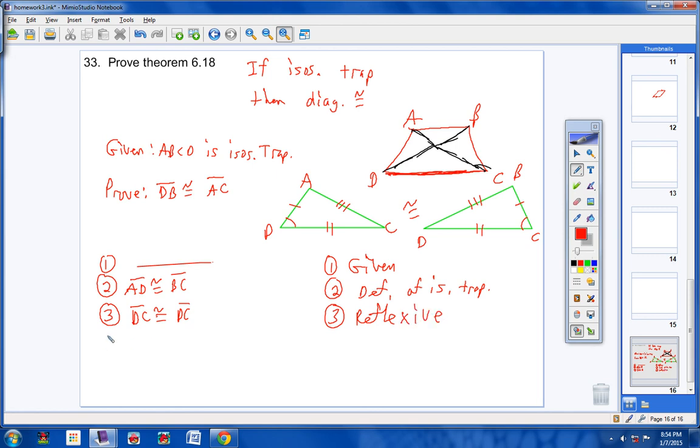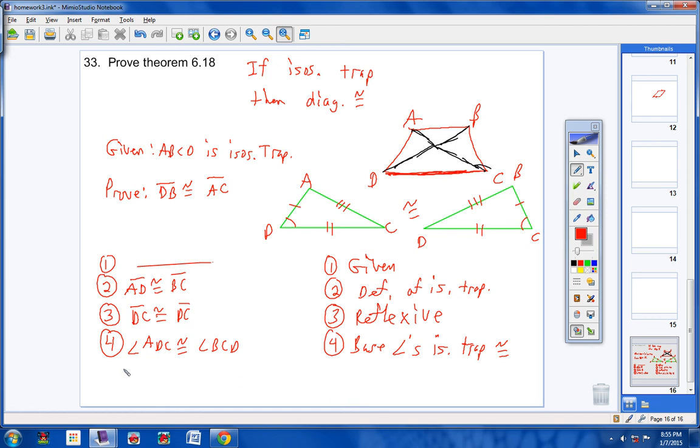This is really a simple proof, guys. Now I can state that angle ADC is congruent to angle BCD by base angles of isosceles trap are congruent.